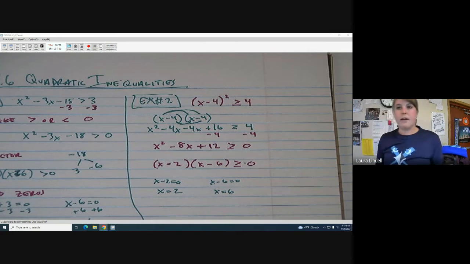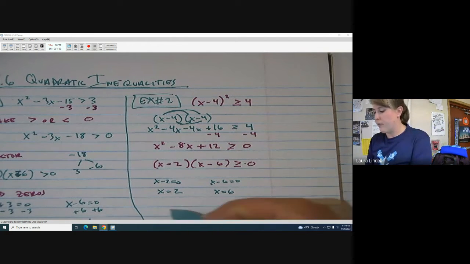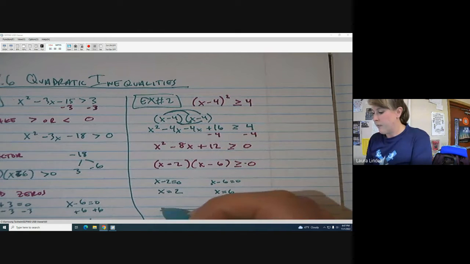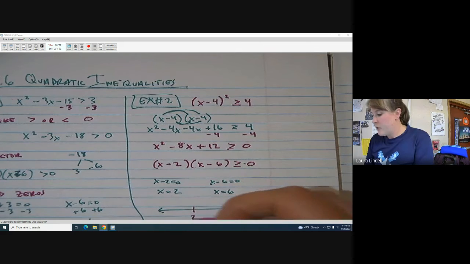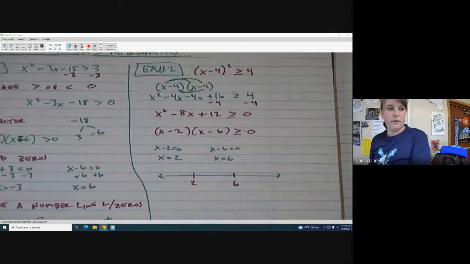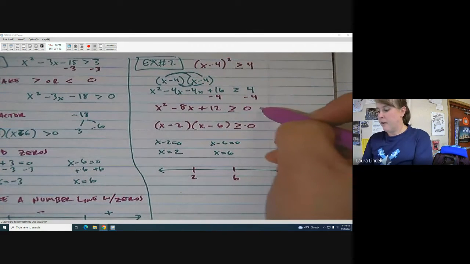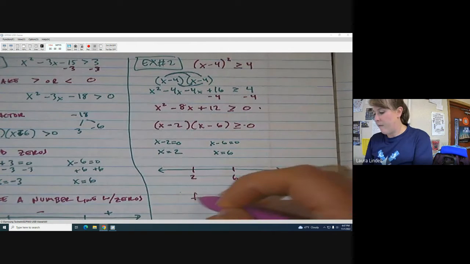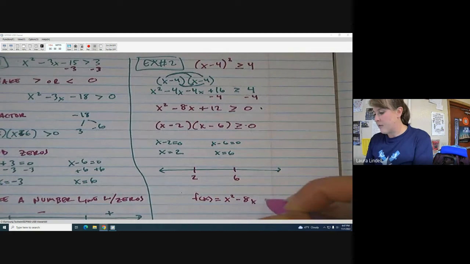So now we've got to make our sign chart, because that's our next step. Make the number line with the zeros, figure out the positives and negatives and all that stuff. So we have 2 and we have 6 on our number line. Move it up just a little bit. And our function was from back up here. We have f of x this time is x squared minus 8x plus 12.